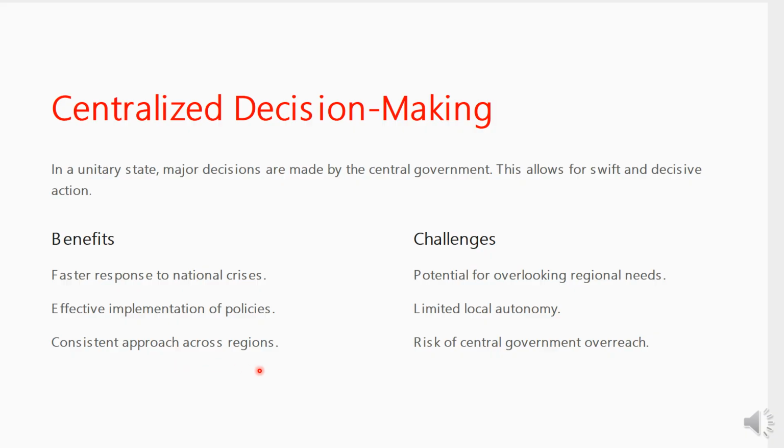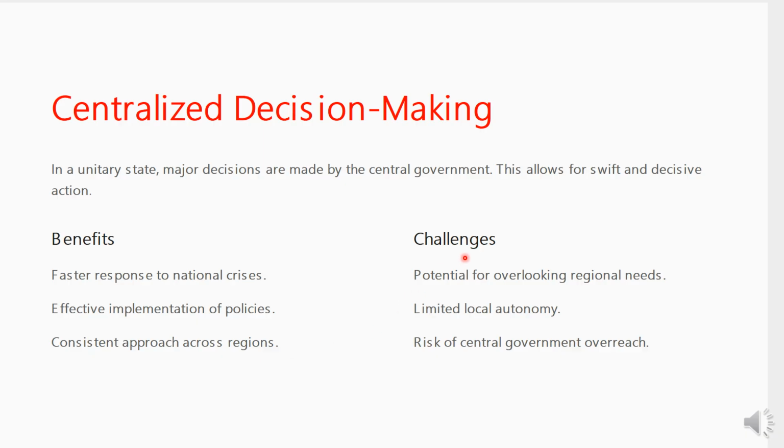So centralized decision making can facilitate quick and efficient decision making. It can promote consistency in policies and decisions. And it provides a clear line of authority, reducing confusion and overlapping responsibilities.